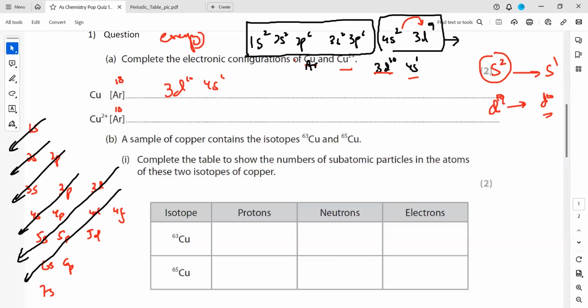But when it loses electrons, it will always lose electrons from the last shell first. So this electron will be lost and one electron from this one will be lost. So it will be 3d9. Is it clear?